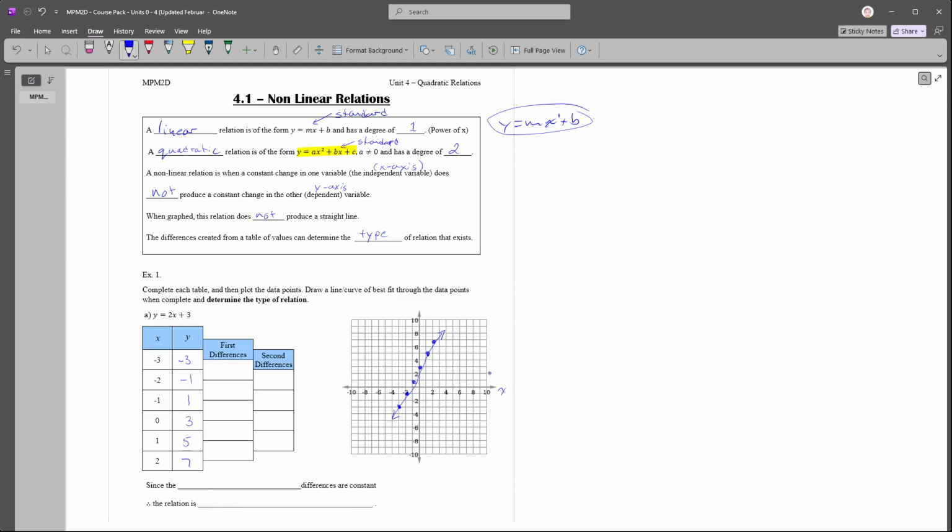We label our axes, and we label the relation. Y is equal to 2x plus 3. And now we can look at that. We can clearly see it's a line, but again, we have to show it. So let's check out our first differences.